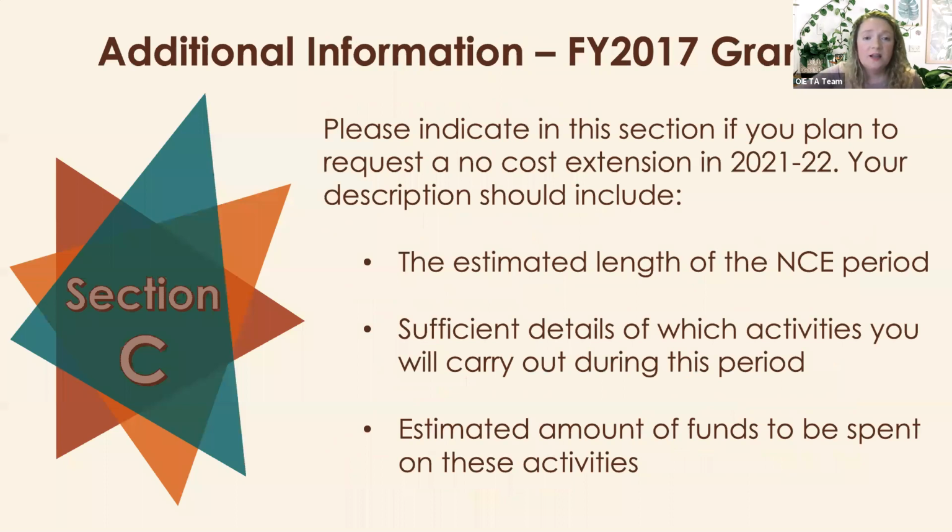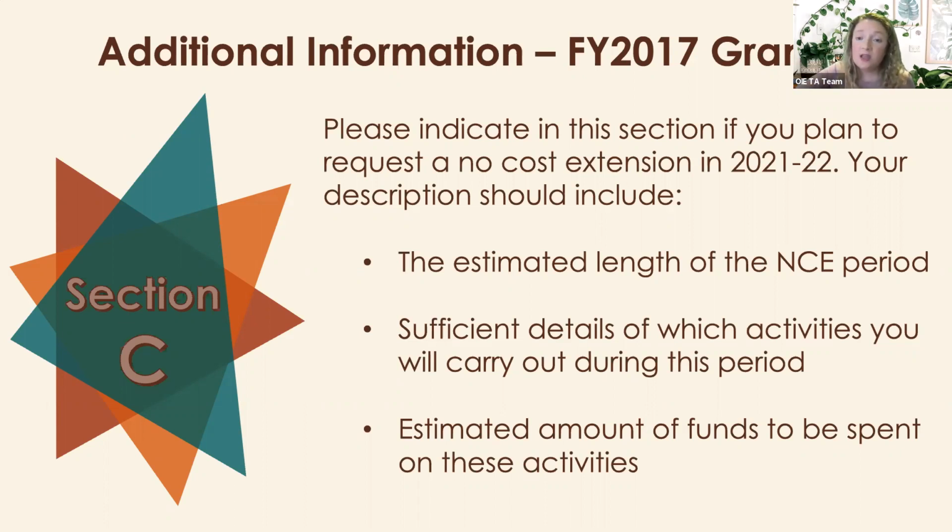Also in this area, indicate if you plan to request a no-cost extension for 2021-2022. So this is specifically for those of you who are fiscal year 2017 grantees. If you're a fiscal year 2017 grantee and you are thinking at this point already that you're going to need a no-cost extension beyond the original end date of your grant in 2021-2022, include that information in section C.